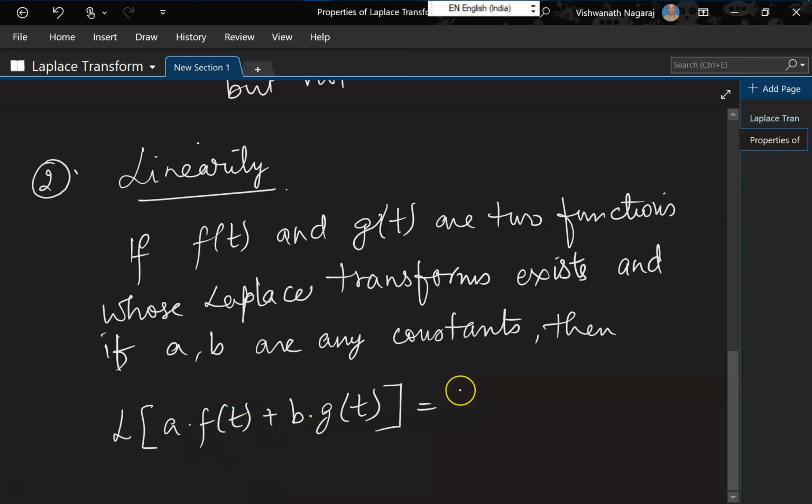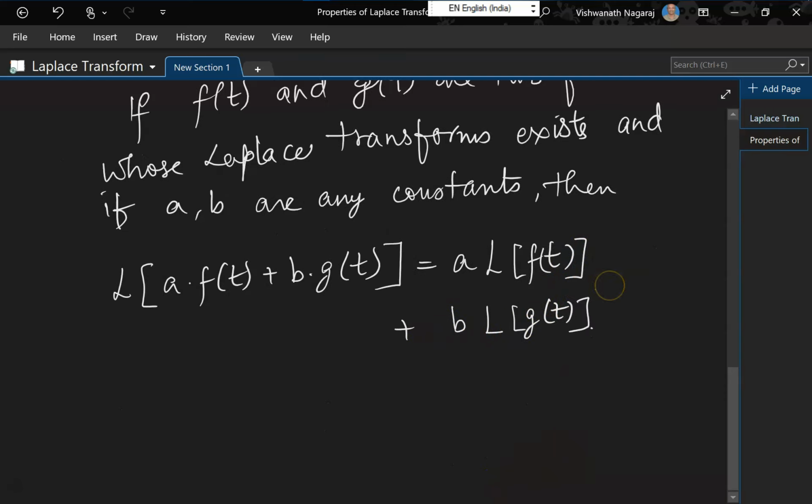So this can be written as, first of all, a is there. Since a is a constant, we can take it out. a times Laplace of f of t plus b times Laplace of g of t. Okay, very quickly we can see this.